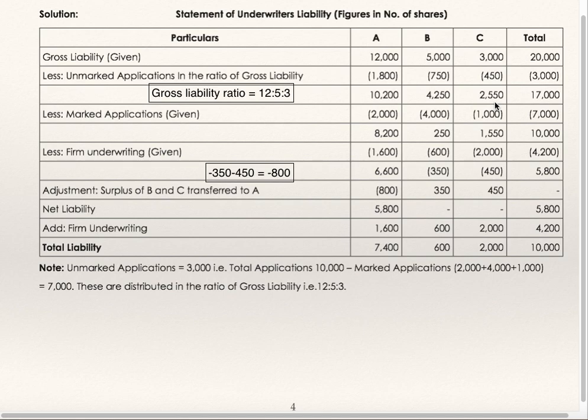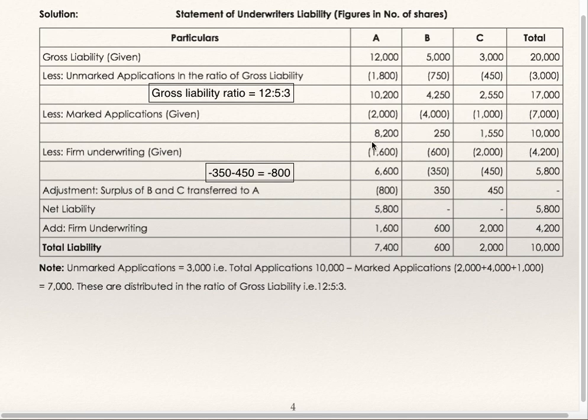After deducting unmarked applications, deduct marked applications which are given. Marked applications are given individually. 2,000 A, 4,000 B, 1,000 C, total 7,000. 10,200 minus 2,000 is 8,200. 4,250 minus 4,000 is 250. 2,550 minus 1,000 is 1,550.